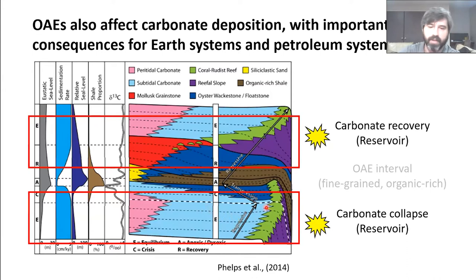And specifically, I want to talk about this pattern where just prior to these fine-grained deposits being deposited on top of these platforms, there's usually this pattern of backstepping and drowning. And this is sometimes called carbonate collapse, or platform drowning.